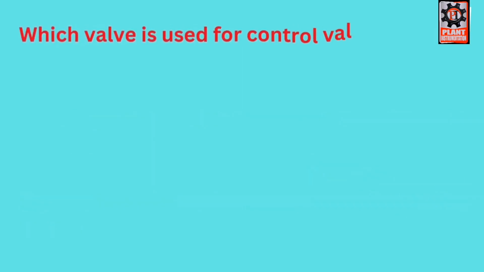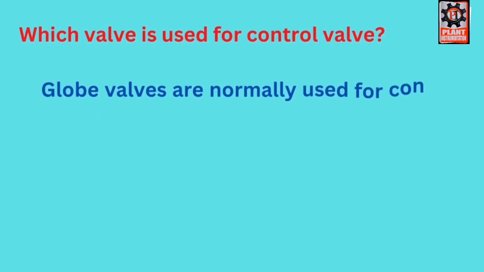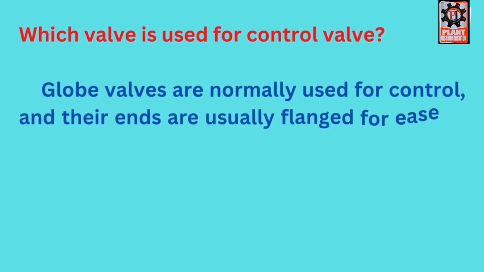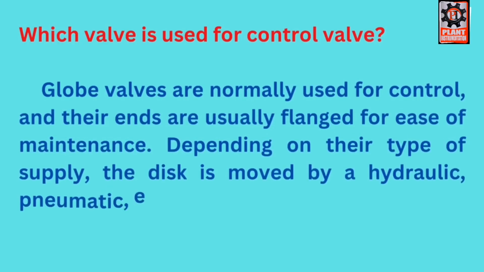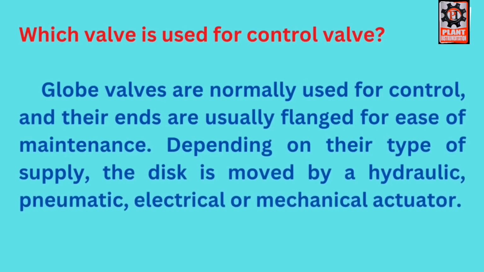Which valve is used for control valve? Globe valves are normally used for control, and their ends are usually flanged for ease of maintenance. Depending on their type of supply, the disc is moved by a hydraulic, pneumatic, electrical or mechanical actuator.